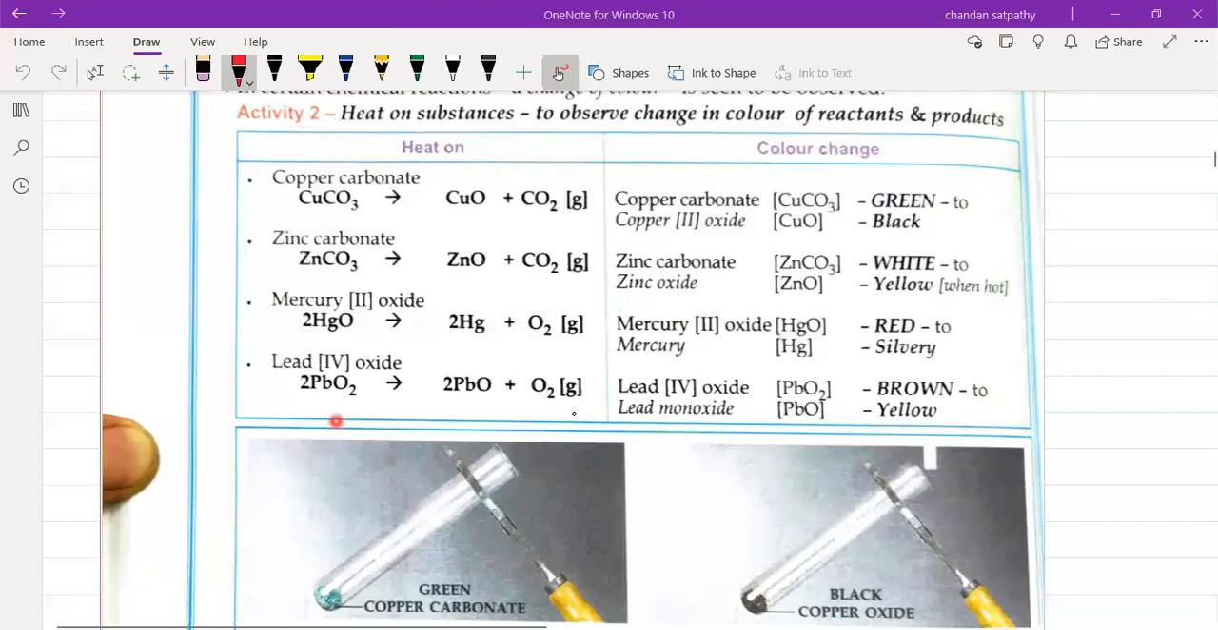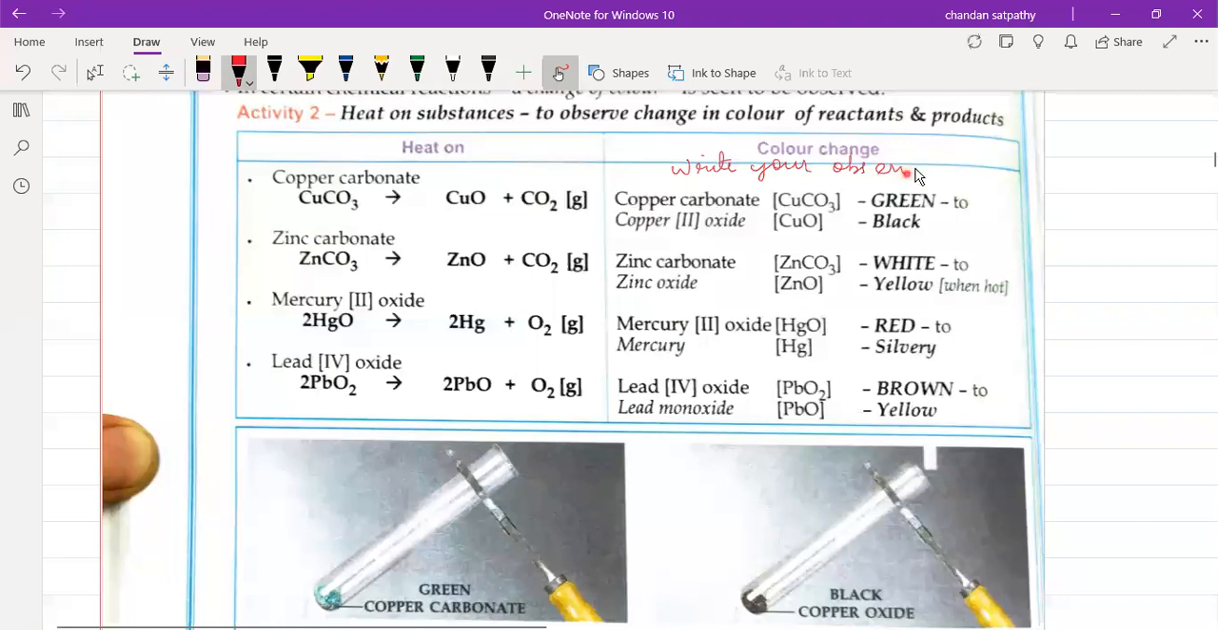Lead oxide is a brown color salt, but when it is heated, it forms lead monoxide, which is a yellow color salt. So you have to practice the equations and remember the color changes. These questions may come in the form of observation.